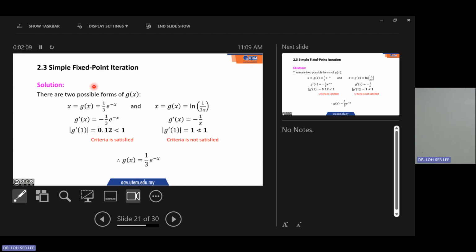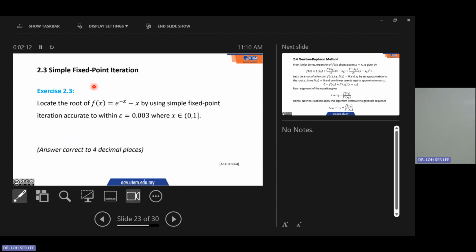Now we look at exercise 2.3. Locate the root of this by using simple fixed point iteration accurate to within 0.003. You are given an interval, which means you can choose your starting point from this interval. Which value will you choose? Can you choose 0? You can't choose 0. You can have 0.1 or 0.01, but not 0 because of this bracket. This does not contain 0.